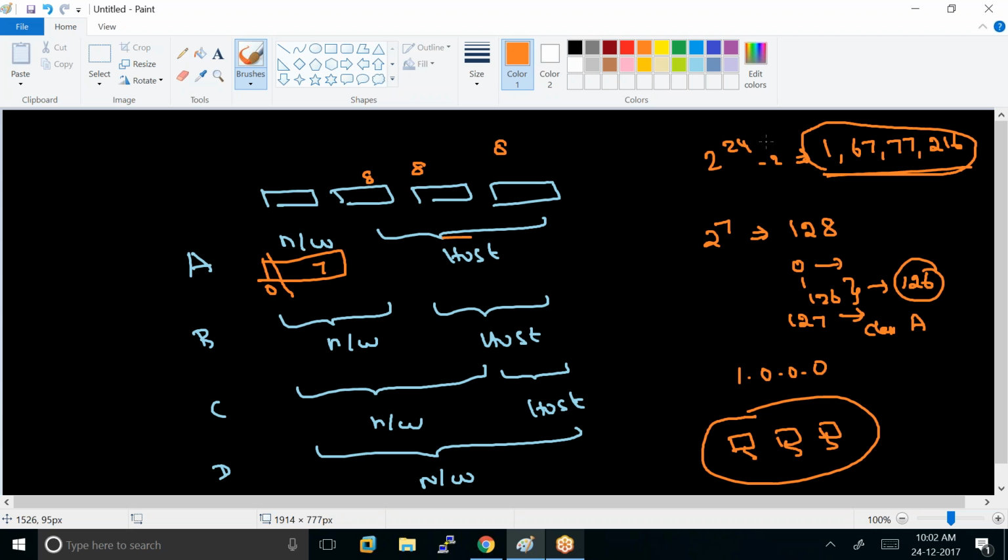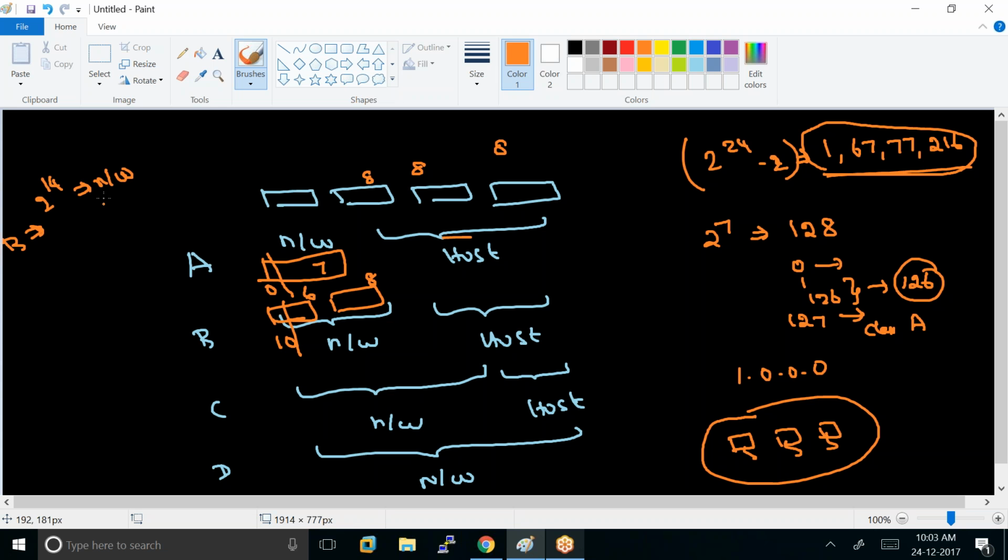Similarly, for class B, 2 to the power of the remaining bits, 24 minus 2. I will let you know what the minus 2 is. Okay, you wait a while. For class B, here we have the first 2 bytes reserved for network, out of which the first byte starts with 1 and 0. Therefore, we are left with the remaining 6 bits, here 8 bits. Therefore, 2 to the power of 14 networks. Class B networks, 2 to the power of 14 networks.